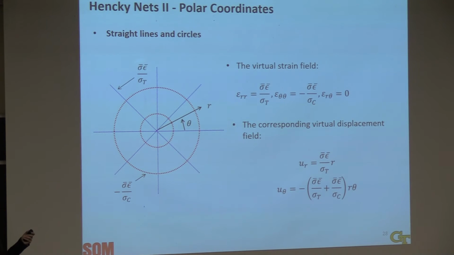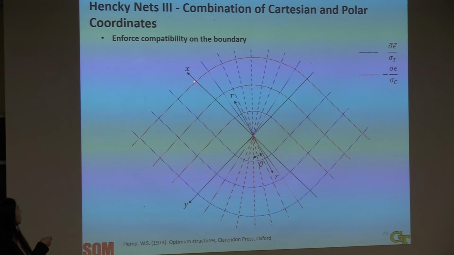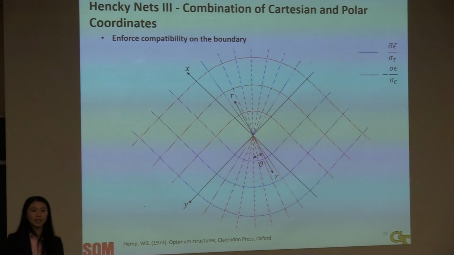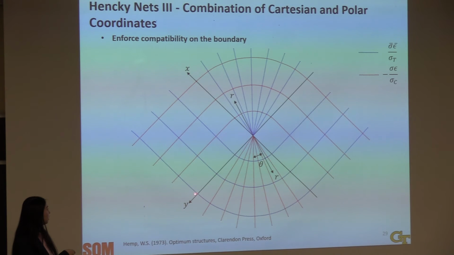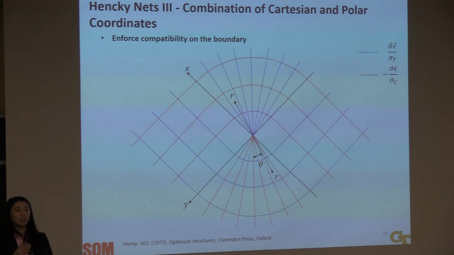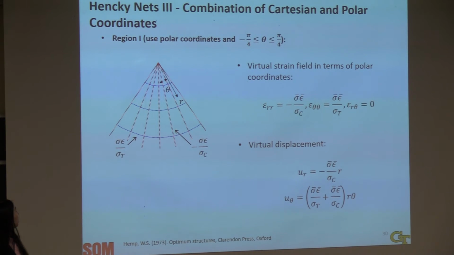And another example is to combine the polar coordinate and the Cartesian coordinate. The only thing you need to be careful about is, wherever these two coordinates coincide with each other, you have to make sure that they are compatible, which means that the displacement of this Cartesian coordinate and this polar coordinate needs to give the same value. And here I just show you what I mean.